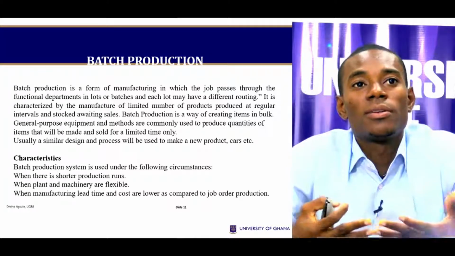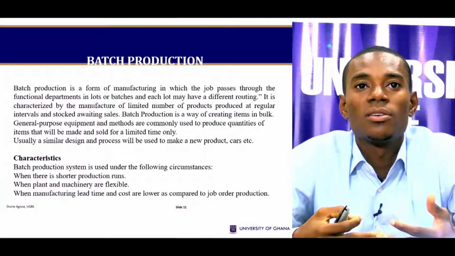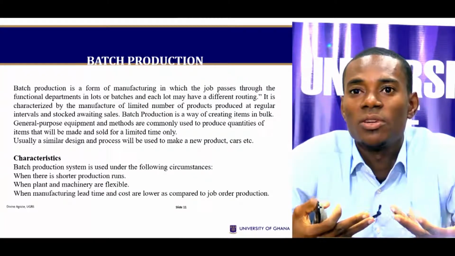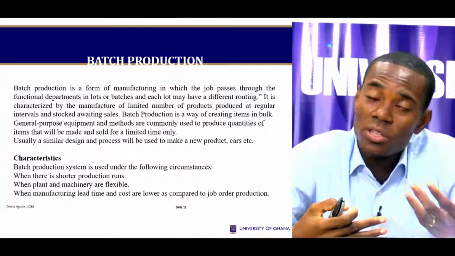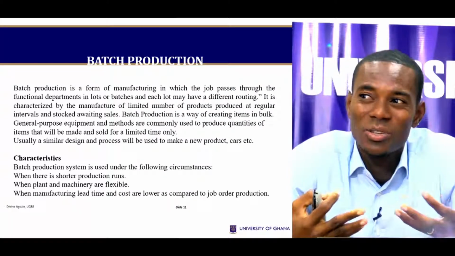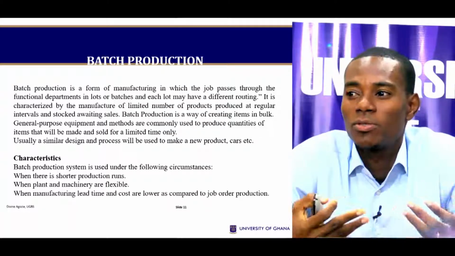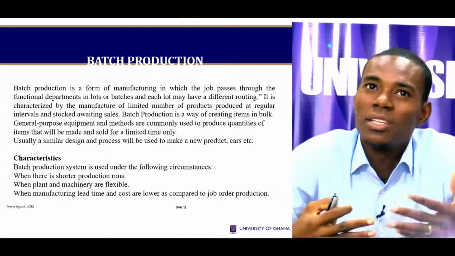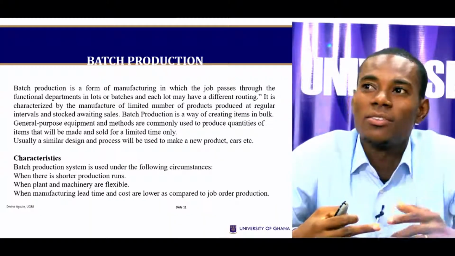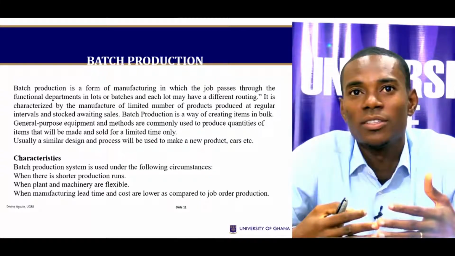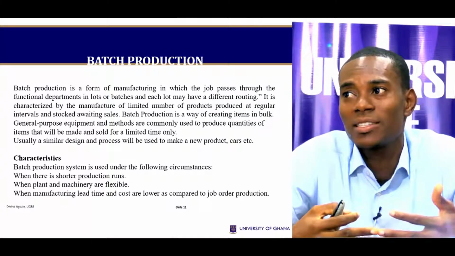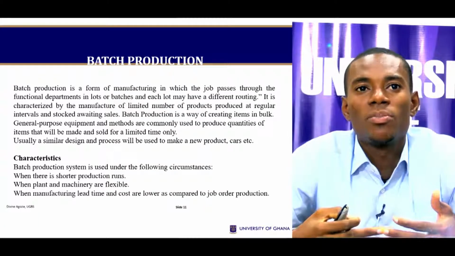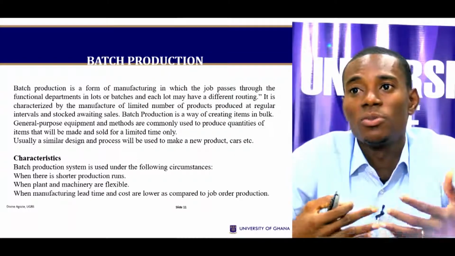Now, the characteristics here would include the batch system. We say when we have shorter production runs, typically we would use this. We want to produce in some large quantities, and production runs are shorter. When we make production runs, the time taken to produce is relatively shorter. We would want to use the batch kind of production, unlike when you have very large quantities and you need mass production, where production runs are quite long. And also we say when the plant and machinery are flexible, there should be some amount of flexibility.